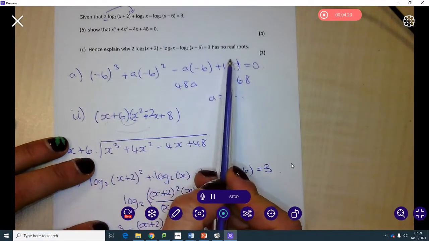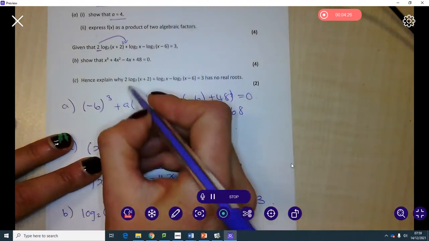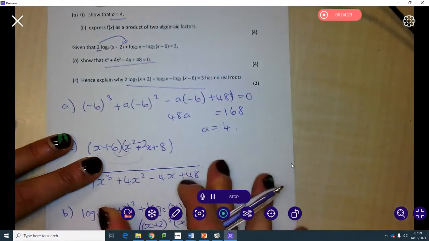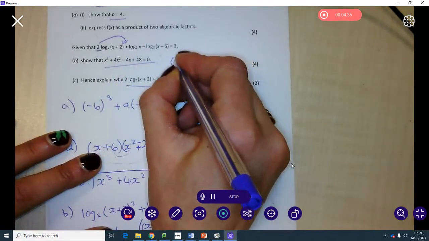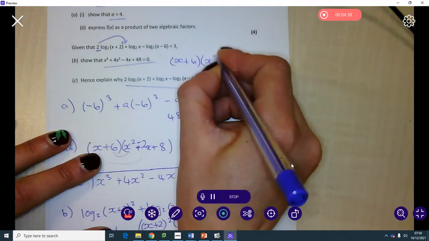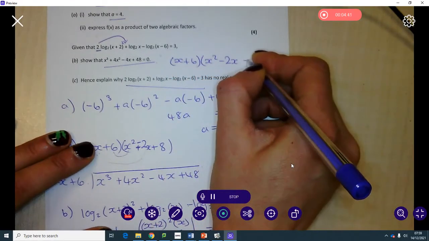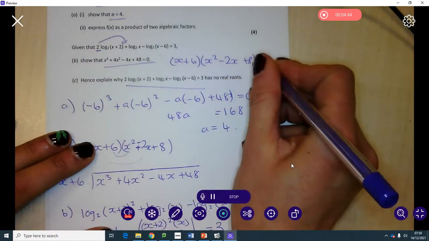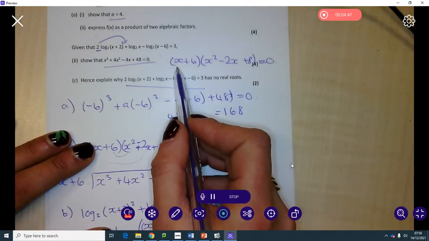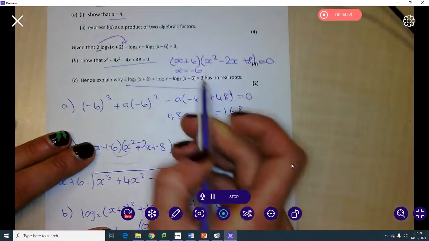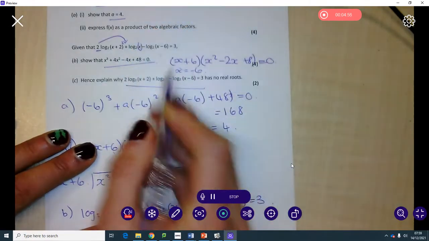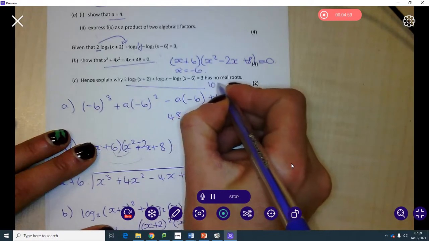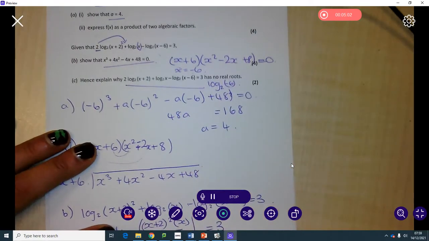For part C, explain why this has no real roots. So we know that this function can be written in this form as a cubic when we take it out of logs. And we know that this form can be factorised into x add 6 multiplied by x squared take away 2x add 8. Now, to solve this, obviously we've got a solution of x is -6. But when we substitute that back into the logarithmic function, if x is -6, log base 2 of -6 doesn't exist. We cannot take logs of negative values.